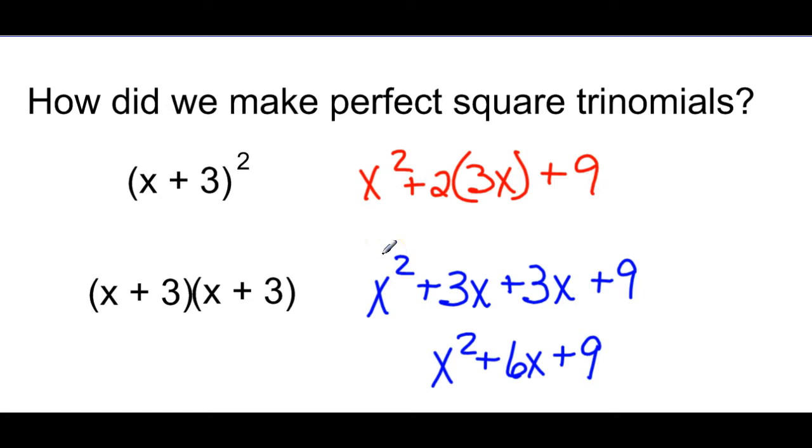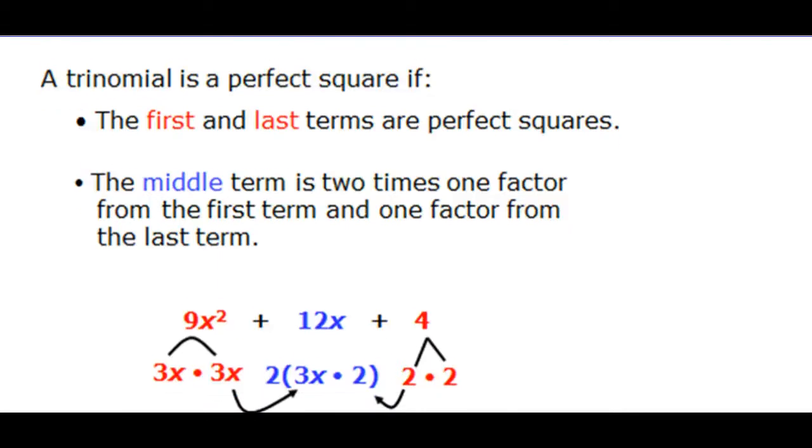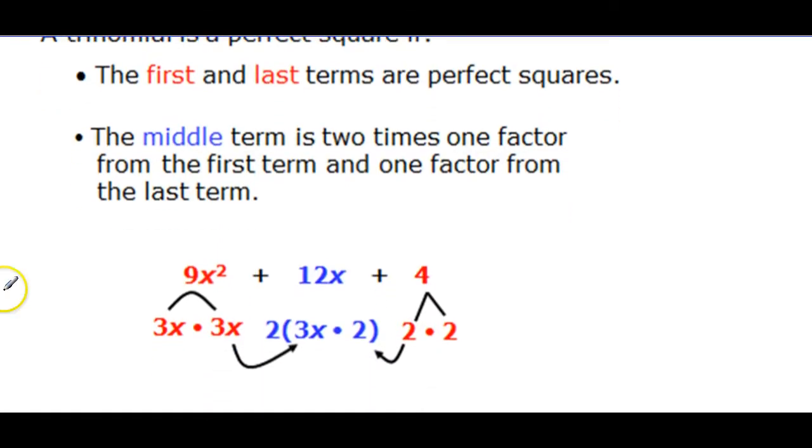So if you know this, then we can start recognizing perfect square trinomials. And then factoring them is easy because you know it's going to be a binomial squared. So how can you tell if something is a perfect square trinomial? Well, the first term and the last term will be perfect squares. The middle term is 2 times the factor from the first term times the factor from the last term.